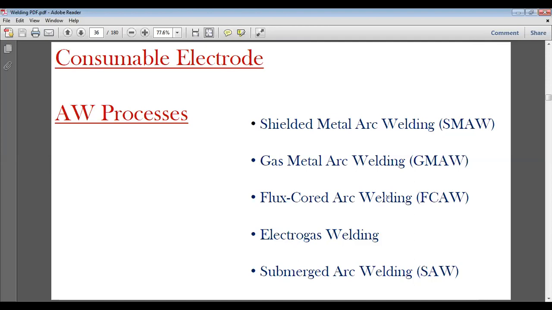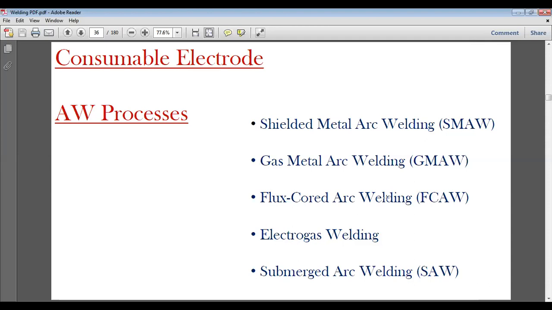First condition is heat, which is required in all types of welding, because we need heat to fuse the metal, and this way we are joining two metals to form a joint. Then we need pressure, and if pressure is not supplied, then we need filler metal. So in case of arc welding processes, we have two types. One is the consumable electrodes, another is the non-consumable electrodes.